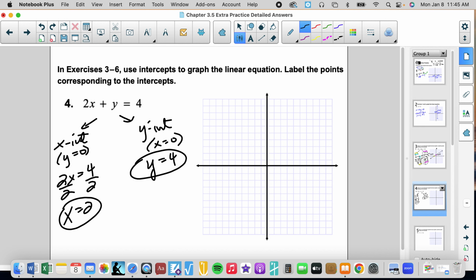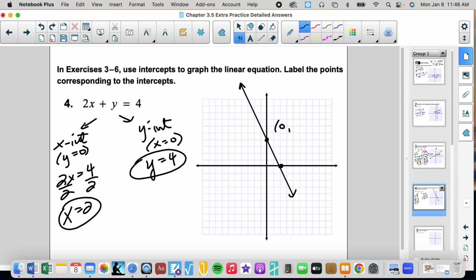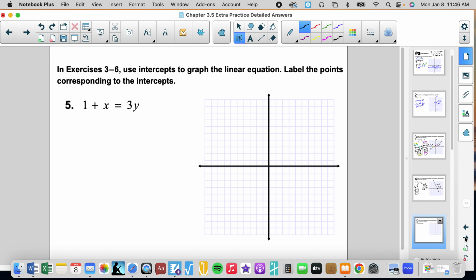1, 2, 3, 4. And let's connect the dots. Looks something like that. Let's label them. We want to put arrows. That is 0, 4. This is 2, 0. And we're good. That's how fast you can do these problems.